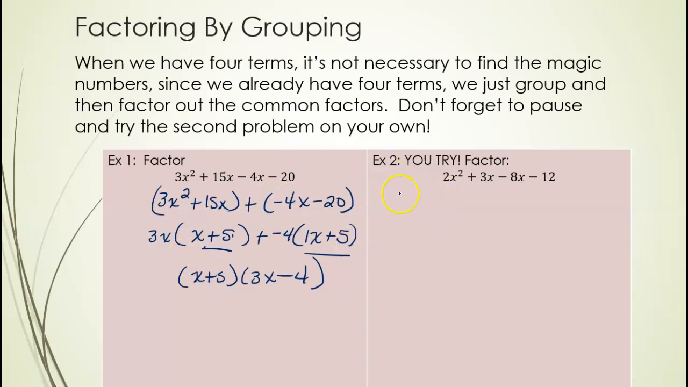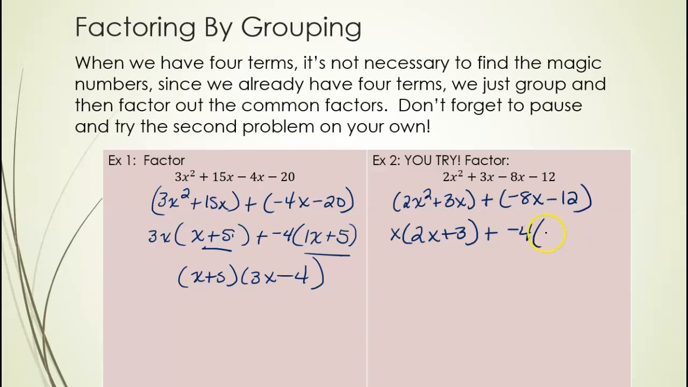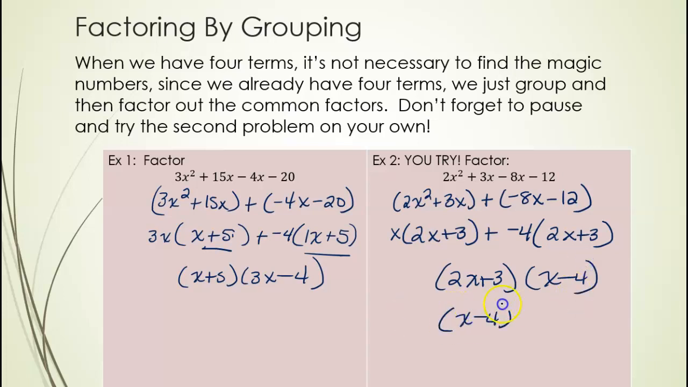Welcome back. You should have started by grouping your first two together, 2x squared plus 3x, and grouping your second two together, -8x minus 12. You should have factored out an x out of the first group, leaving us with 2x plus 3, and you should have factored out a -4 from the second group, so that would be 2x plus 3 as well. And so what you're left with is 2x plus 3 times x minus 4. Remember, if you wrote it like this, x minus 4 times 2x plus 3, either of those answers are correct. They mean exactly the same. Good job.